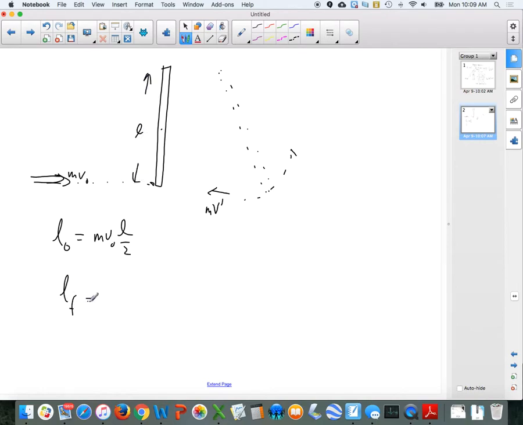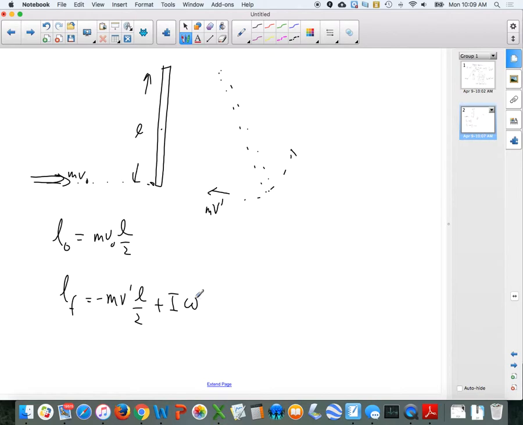L final is, and this is where you have to be a little careful, it's going to be m, what I've called v prime, L over 2, and now I put a minus sign because it's going to the left, plus I of the rod times its angular velocity.